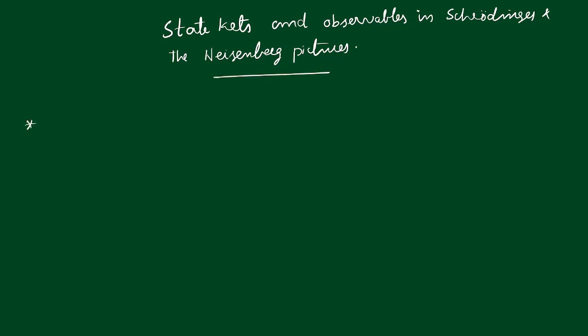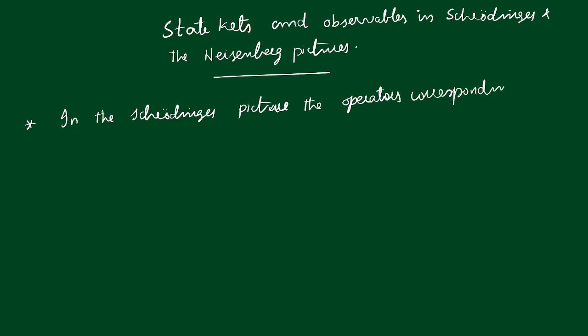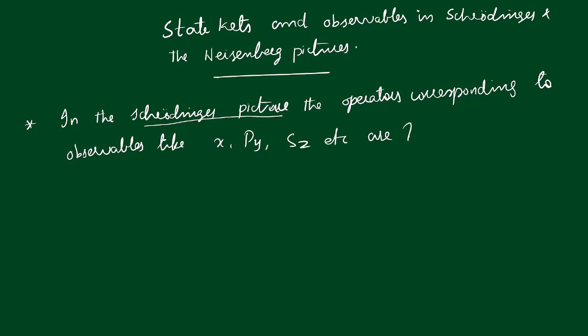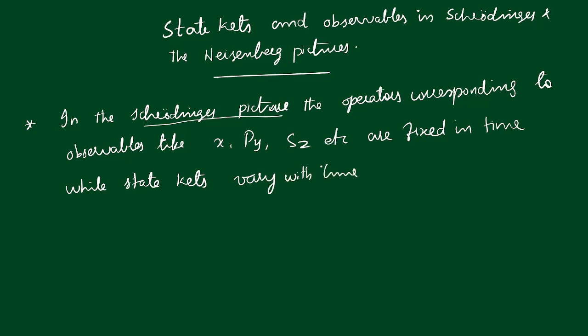Okay, so we have already seen this in the Schrodinger picture. The operators corresponding to observables like, let's say, x, p_y, S_z, etc. are fixed in time. Okay, in the Schrodinger picture, the observables are fixed in time, they don't change, while state kets vary with time.